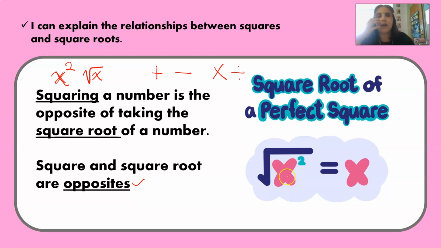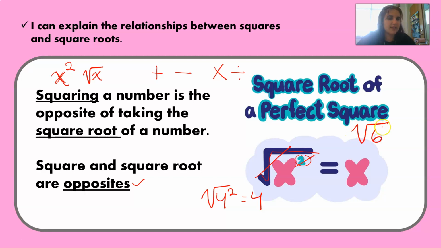When you see this x like this, that just means any number. Like it could be 4, right? So the square root of 4 squared equals 4. This is showing us that this square root symbol and this squared kind of cancel each other out. So if I have the square root of 6 squared, my square root and my squared cancel each other out because they're opposite. So it is 6.